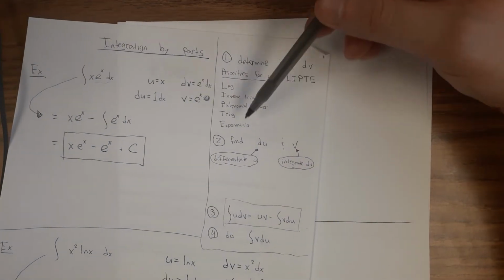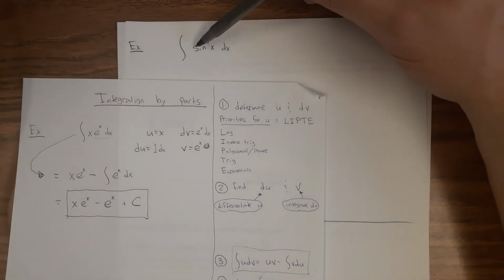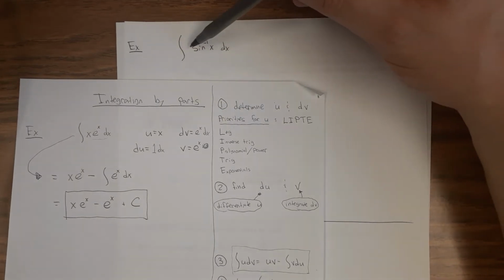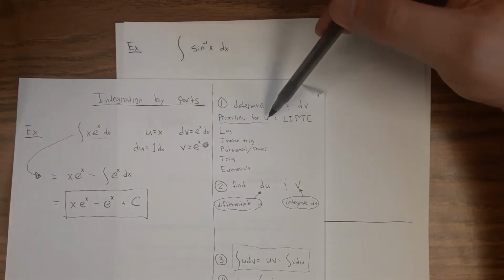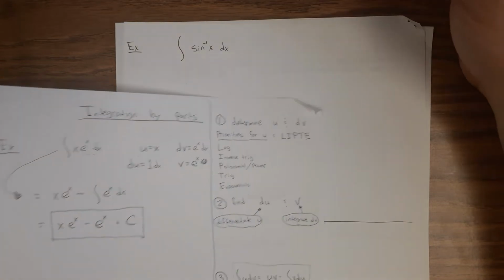I'm going to follow the priorities. I don't see any logs, but I do see inverse trig, so that's my priority to make u.